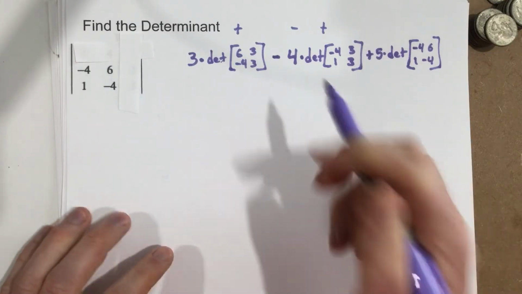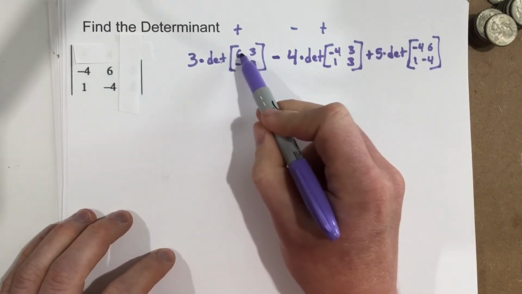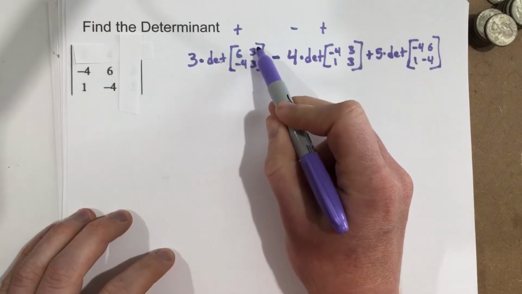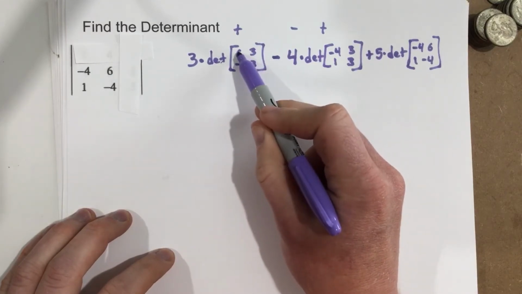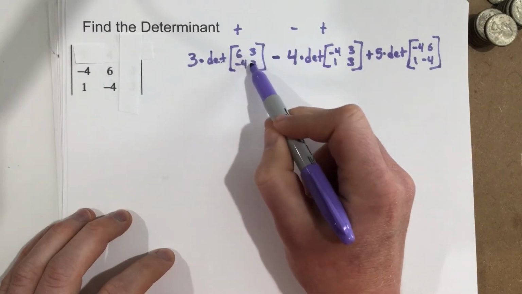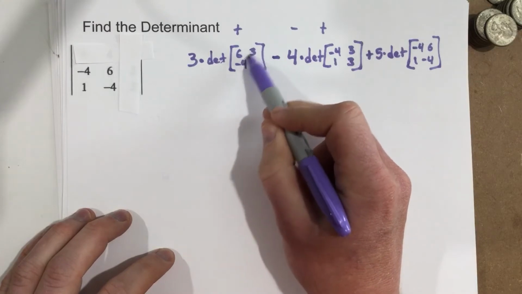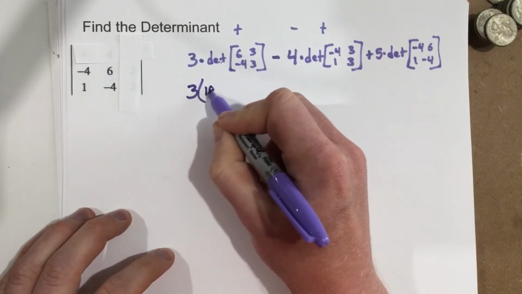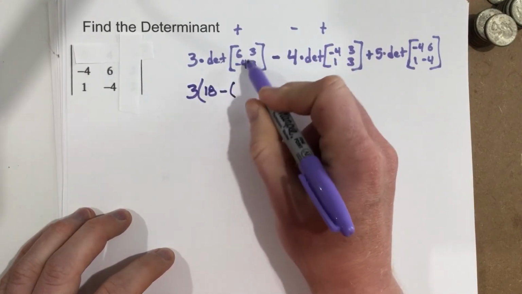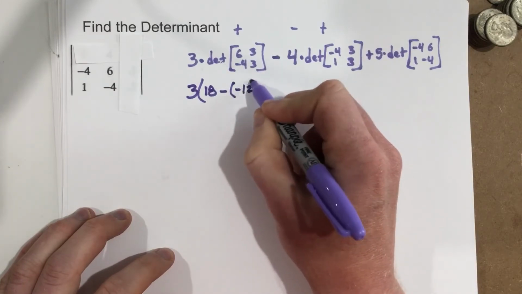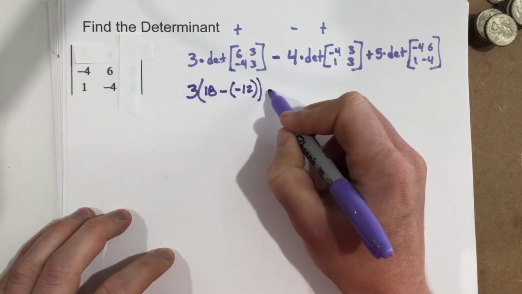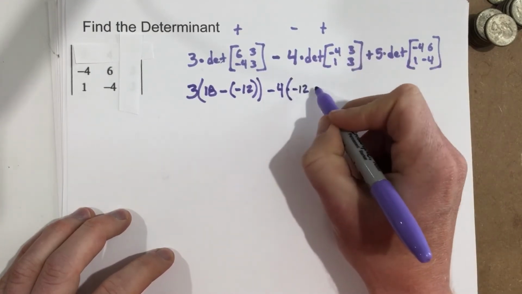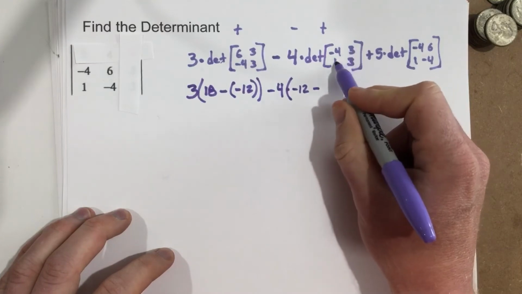Now, how do we find the determinant of a 2 by 2? We take the diagonal from top left to bottom right and multiply those, and then we subtract the multiplication of the other diagonal. So for the first one, 6 times 3 is 18, minus 3 times negative 4, which is negative 12. Minus 4 times, negative 4 times 3 is negative 12, minus 3 times 1, which is 3.